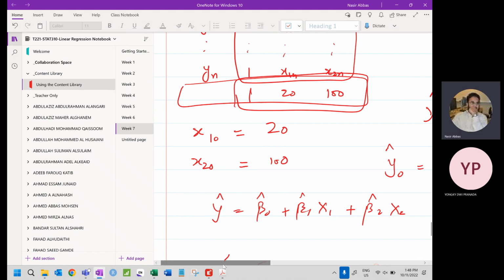Any questions up to this point? In the next class, I will define the prediction interval and the confidence interval around this point estimate.